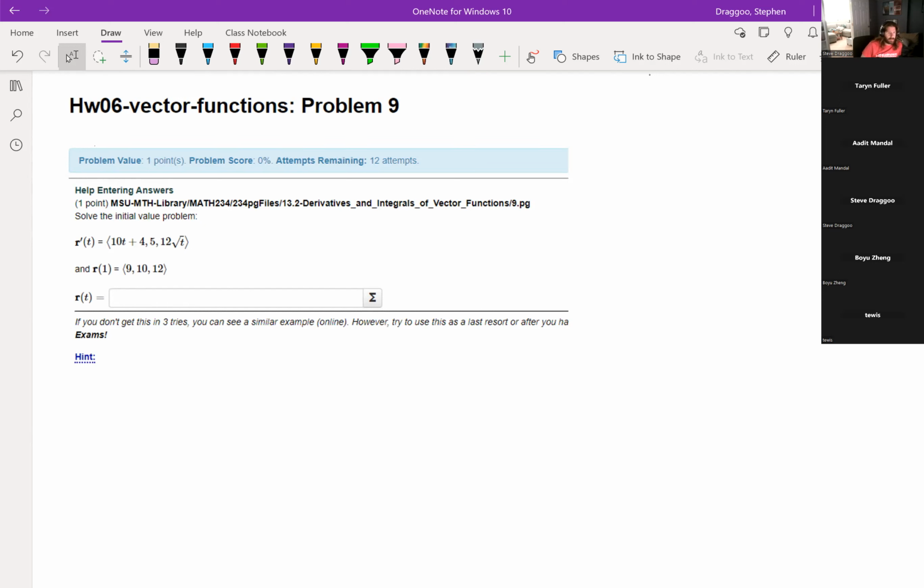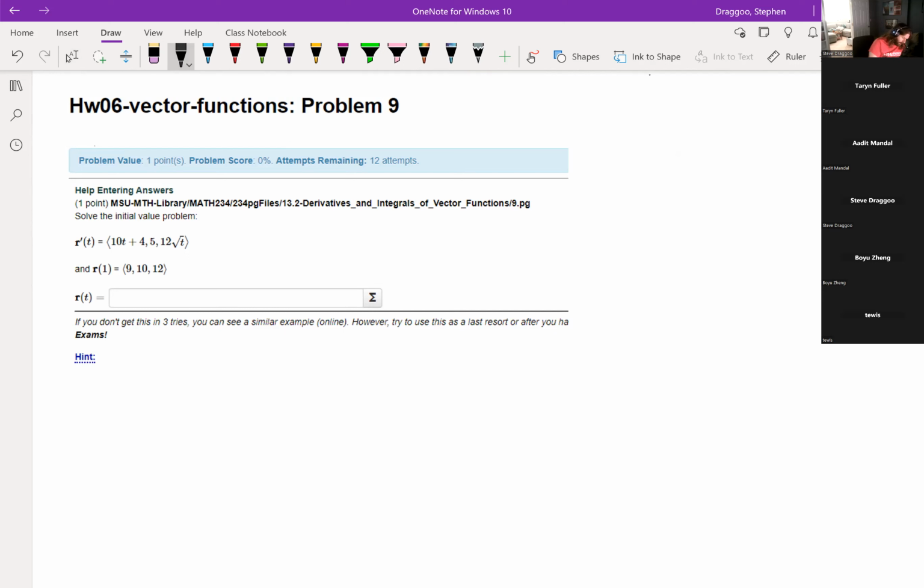As long as you remember some of the basics from Calc 1, I think that most of the calculus part isn't too bad. We aren't doing too complicated of derivatives or integrals right now. So we're going to start with this initial value problem. We know our derivative vector, and we know some point that's on our original vector. We just need to figure out what that original vector is.